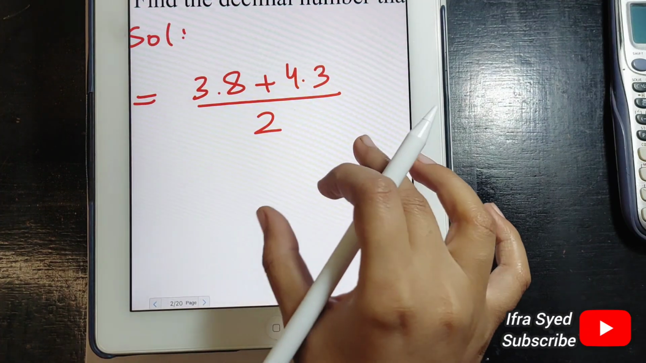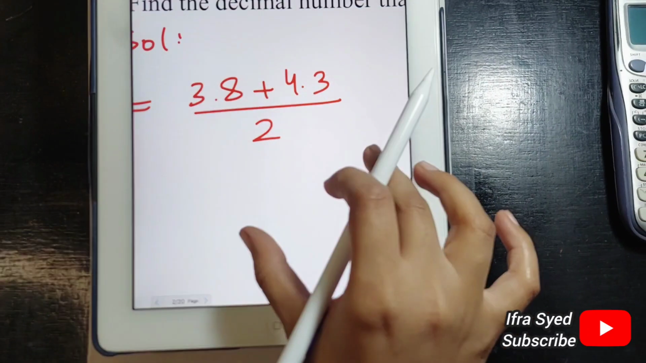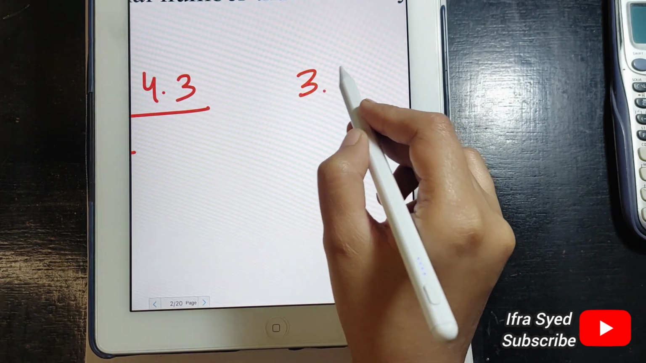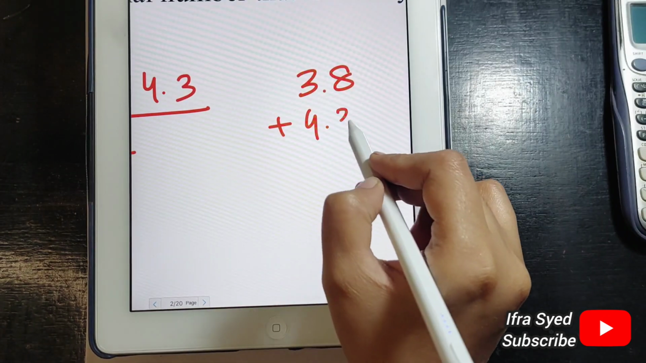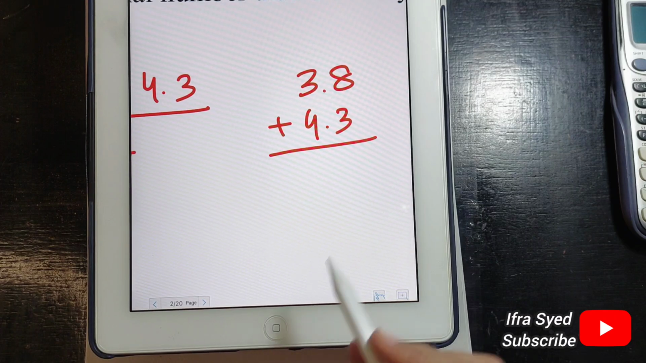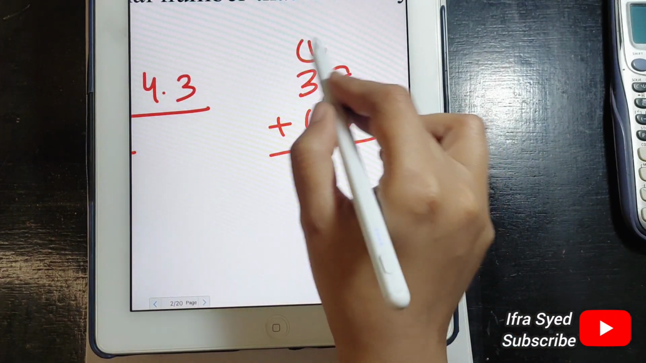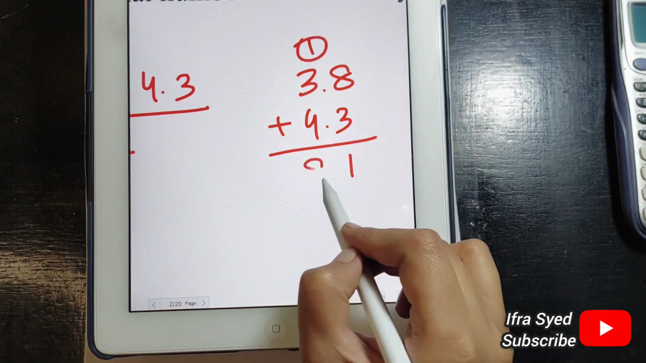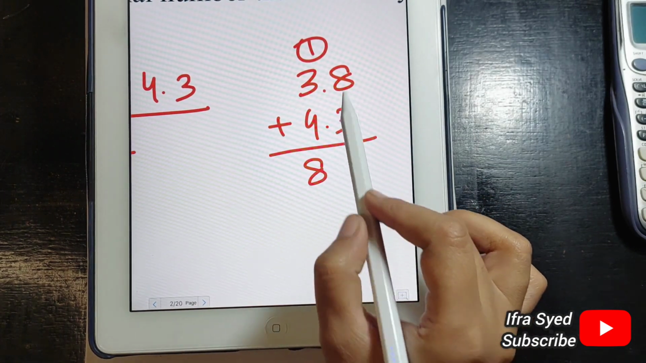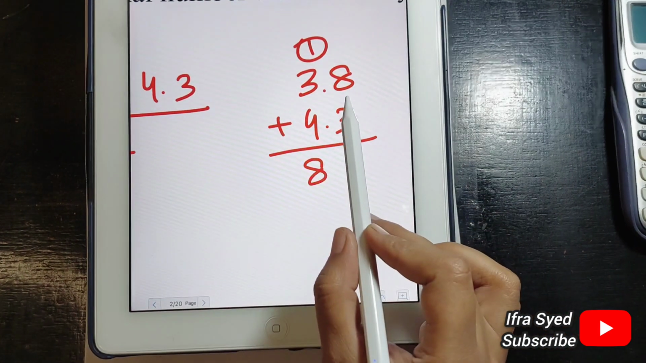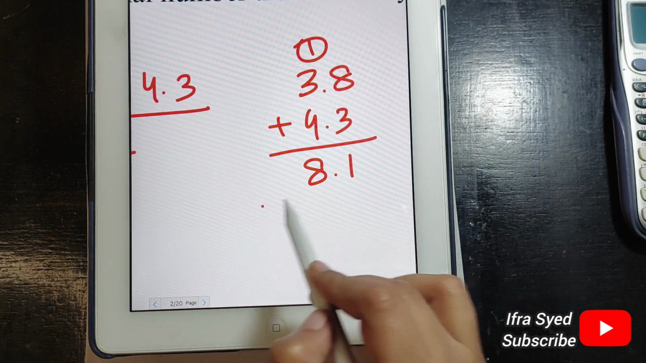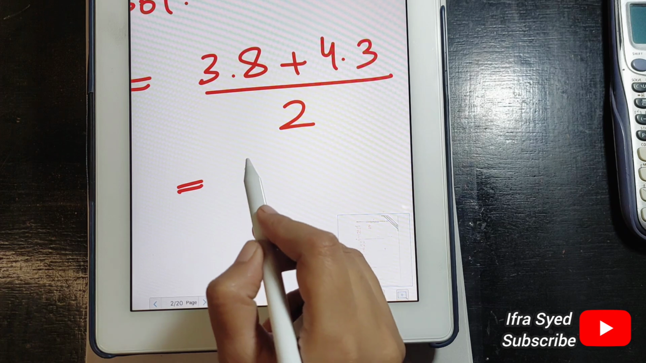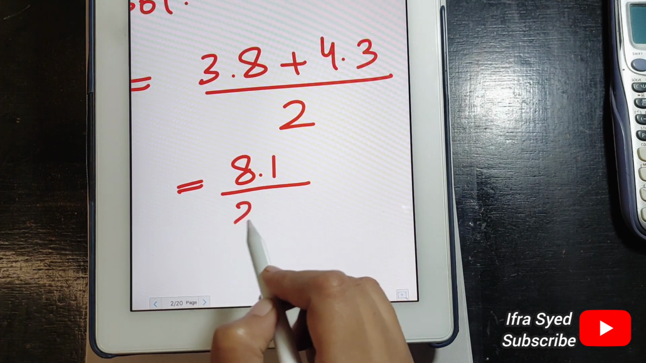So let's add these two terms, 3.8 and 4.3. So 8 plus 3 is equal to 11. So I'm writing 1 here, and I take 1 carry. So 4 plus 4 is equal to 8. And as you see that in both terms we have the decimal point after one digit, so that's why I'm placing the decimal point after one digit. So 3.8 plus 4.3 is equal to 8.1, divided by 2.